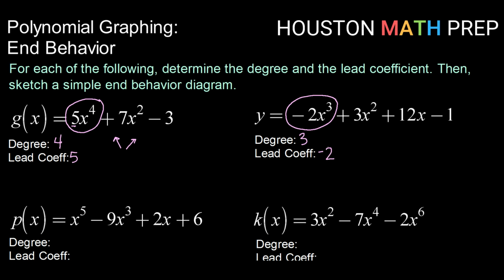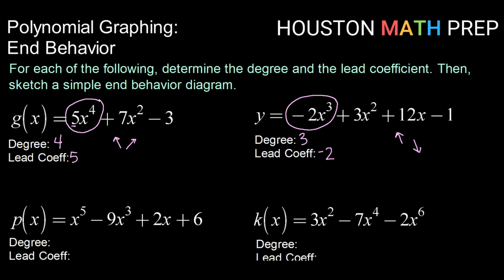So with a negative lead coefficient, that tells me that on the right, my arrow is pointing down. Since I have an odd degree, I know that odd degree polynomials have opposite end behavior. So on the left-hand side, I should have up. So my end behavior is up, down for this y equals polynomial.